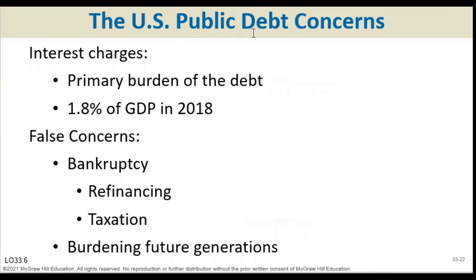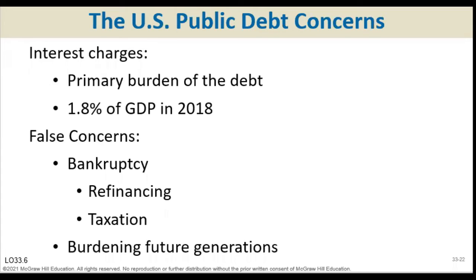The concern on higher public debt. So interest charges are the main burden imposed by debt because government is obligated to pay at least interest on their debt. Why do they have to do that? They have to pay those interests when they are due to remain in good credit standing.